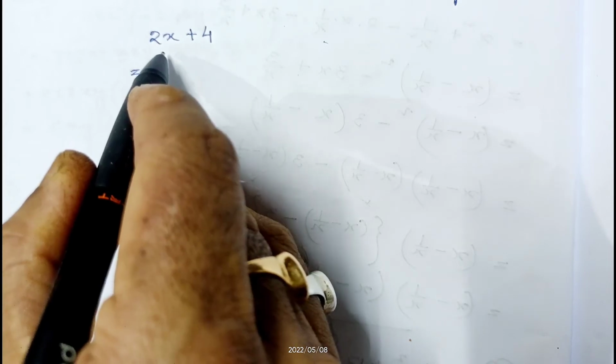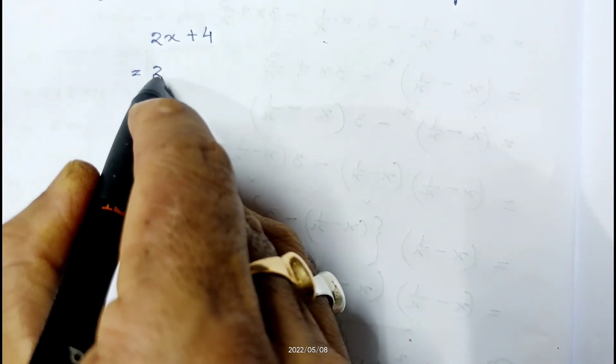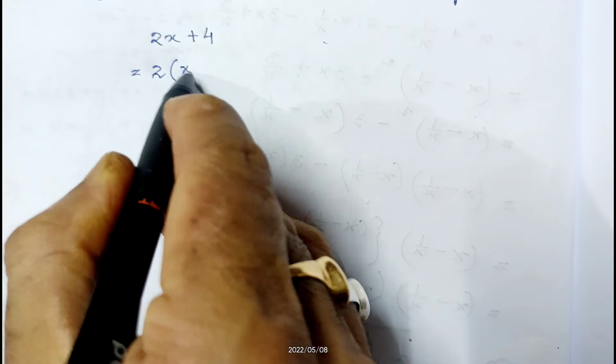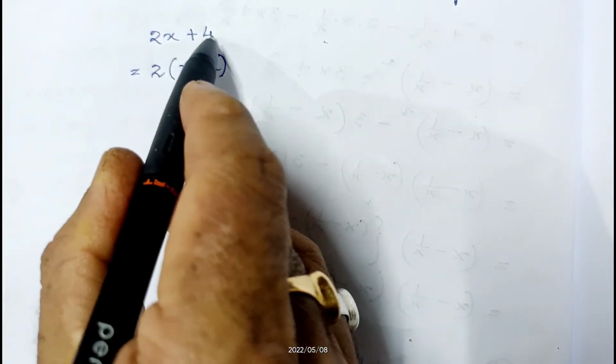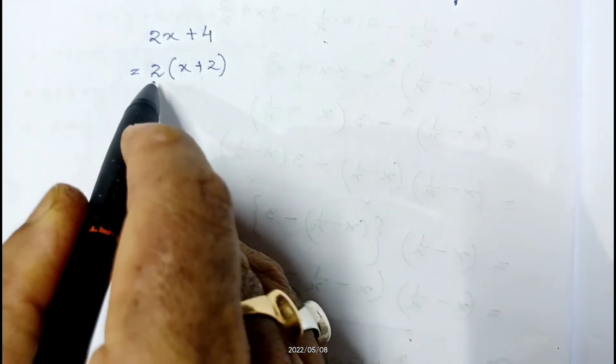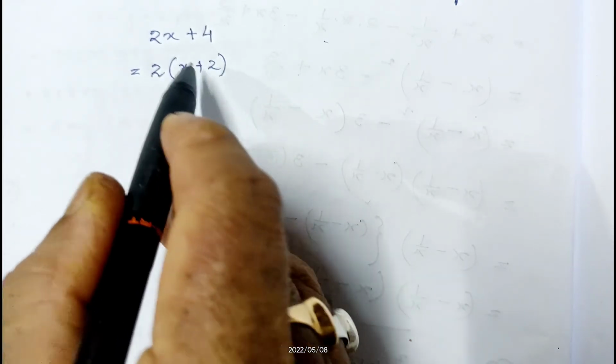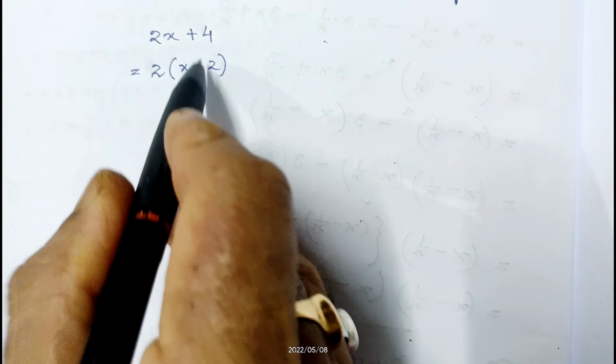Now, out of 2x and 4, 2 is common, so we can write 2. So, we are left with x plus 2. So, we have expressed this algebraic expression as 2 into x plus 2. So, that means I have factorized this algebraic expression.